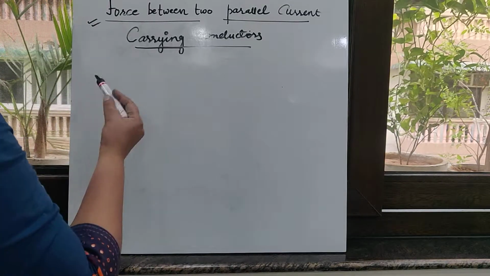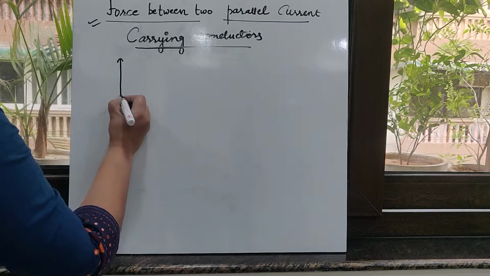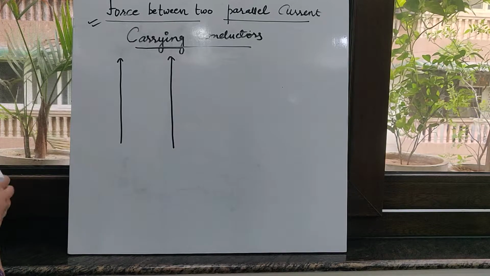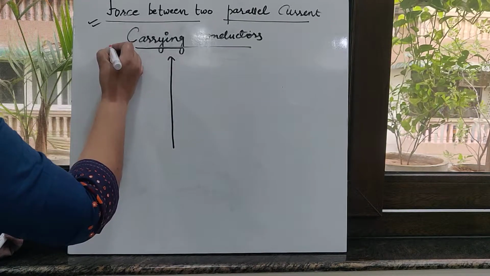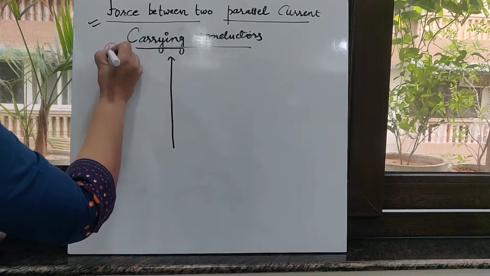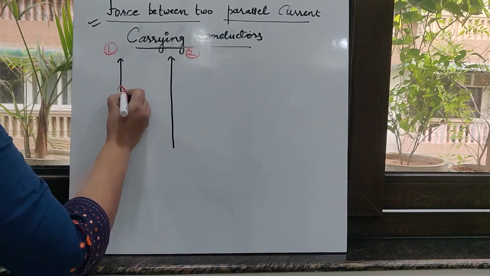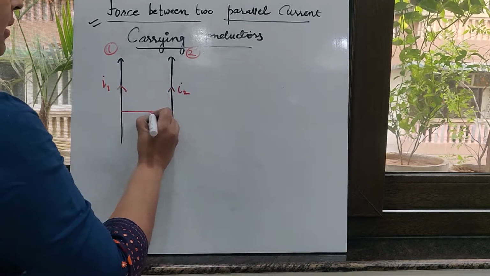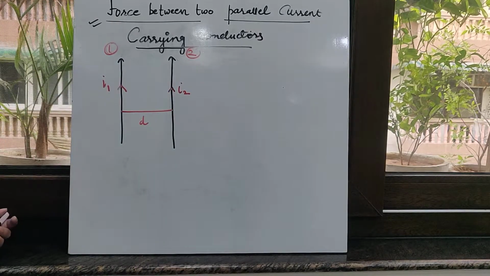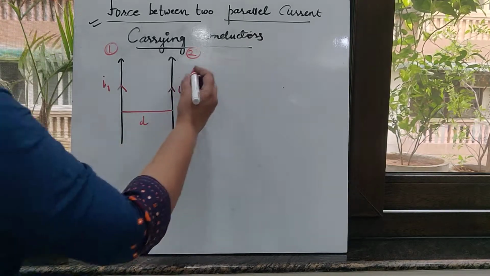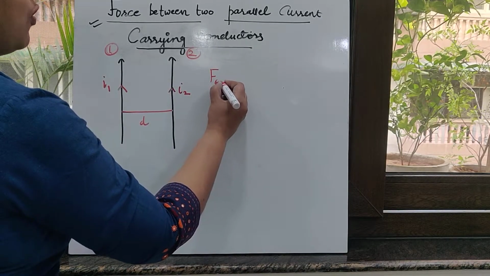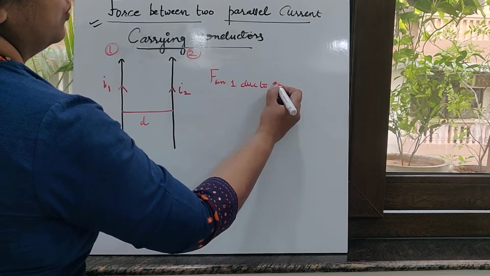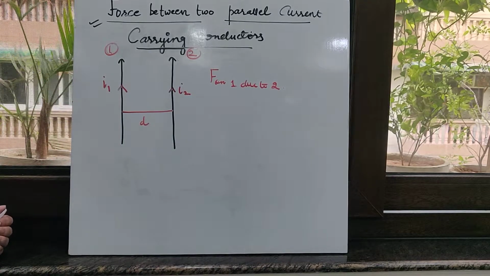So let us say that these are the two current carrying conductors, and further name them as 1 and 2. Say I1 current is flowing through this and I2 current is flowing through this. d is the distance between the two. Now we want to find out force on conductor 1 due to 2. This is what we want to find out.